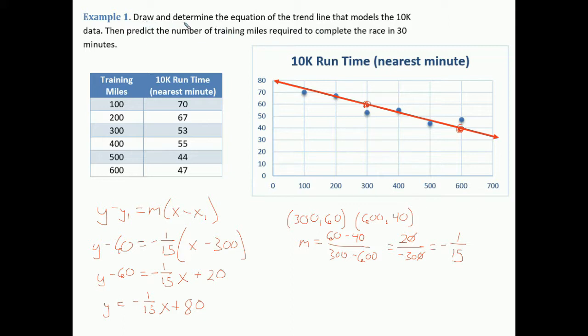So we drew the line, we determined the equation. It's right here. Then predict the number of training miles required to complete the race in 30 minutes. So what would we have to do for this to hit 30 minutes here? Using our trend line, it would have to be out here somewhere. We want our minutes to be 30 minutes, which is our y value. So we're going to go ahead and put 30 in for y.